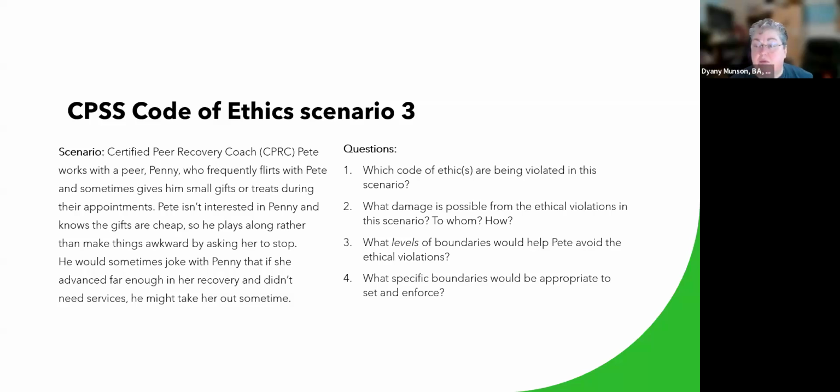Professional damage, absolutely. You can bet your sweet bippy if that's found out about on a professional level, his career is going to be damaged. Recovery, damage her recovery, absolutely. And there's just so much damage, which is why the rules are in place, right? So what levels of boundaries, internal, external, physical, emotional, would help Pete avoid the ethical violations?